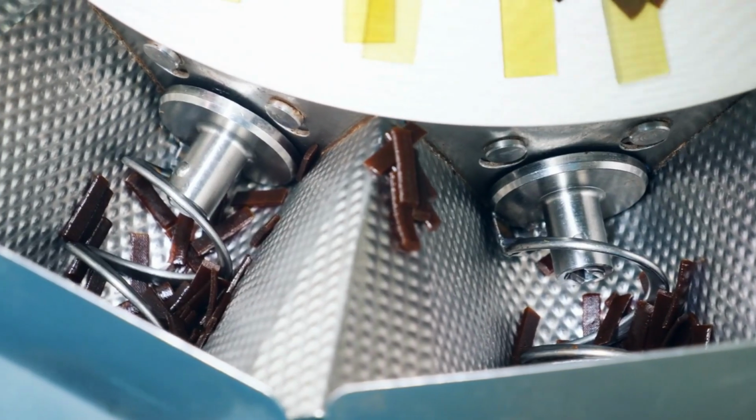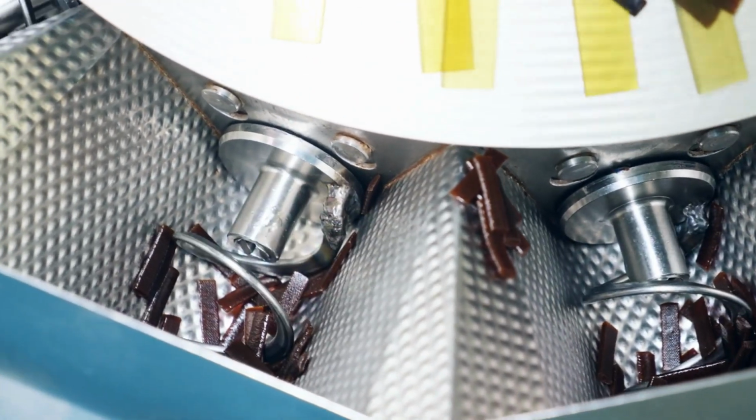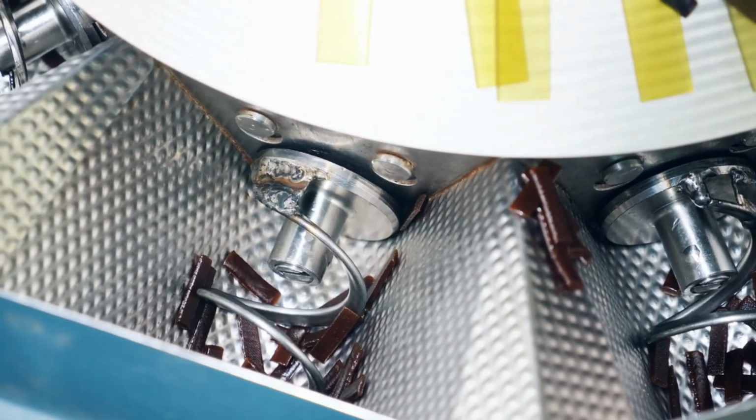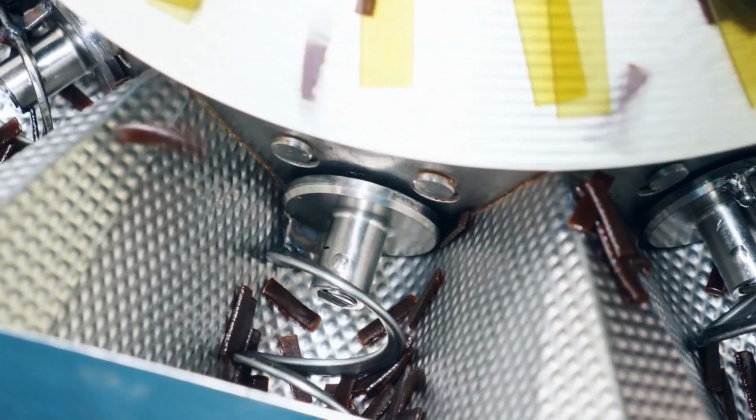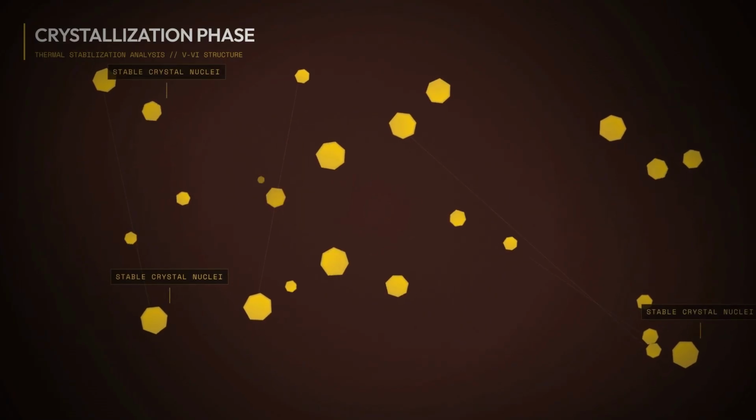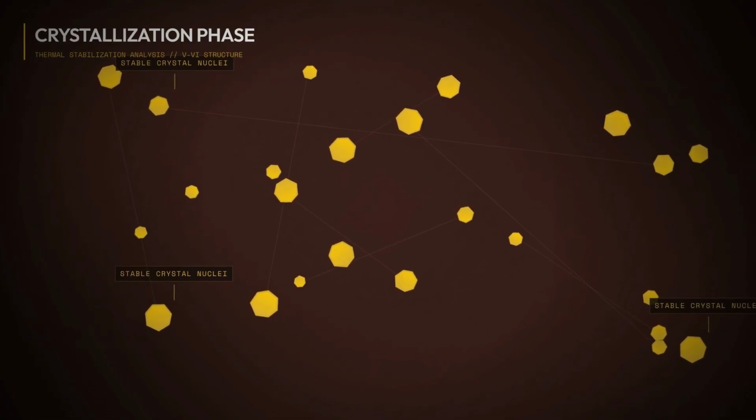Inside an industrial tempering machine, chocolate flows across temperature-controlled cooling surfaces. Rotating scrapers improve heat transfer. The objective is not to solidify the chocolate. It is to create enough stable crystal nuclei to guide solidification later.